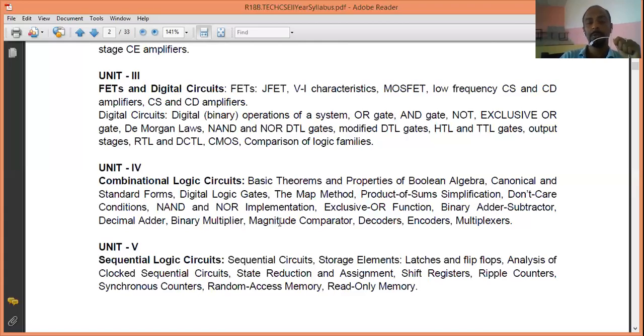If I want to compare two numbers, can I have a circuit for that? Yes. Can I do the decoding operation, encoding operation? All those small circuits you'll be studying. Not exactly designing, since they're already available, so you will be studying how they work by learning this unit called combinational logic circuits. You are going to combine, as the name says, these gates and form some logic circuits.